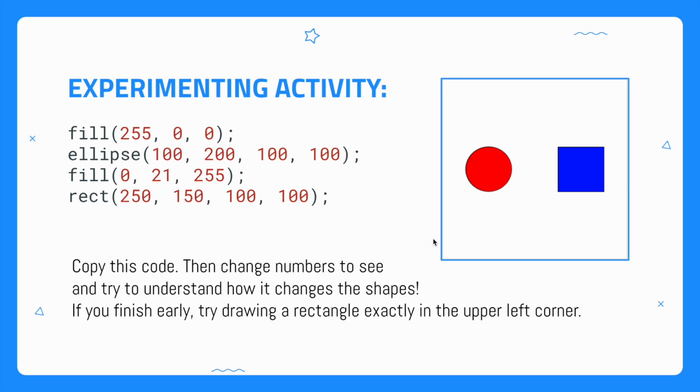Now I want you to go ahead and pause the video, copy this code down on your new project, and play around with the different numbers and see what they do. Once you are done playing around with the values, go ahead and unpause the video and I will go over it. If you finish early, try drawing a rectangle exactly in the upper left corner.